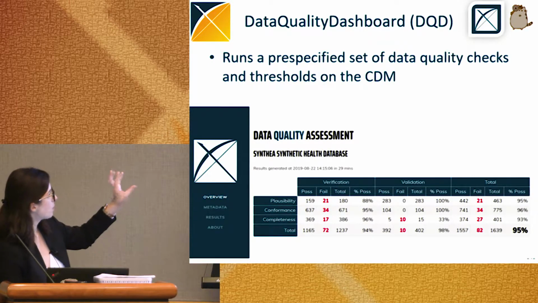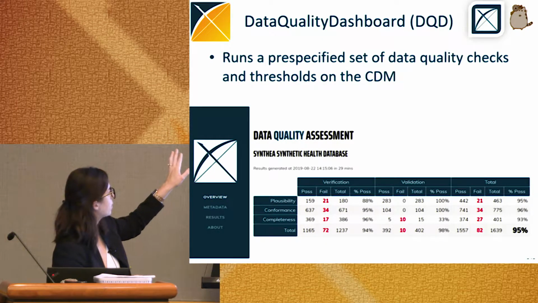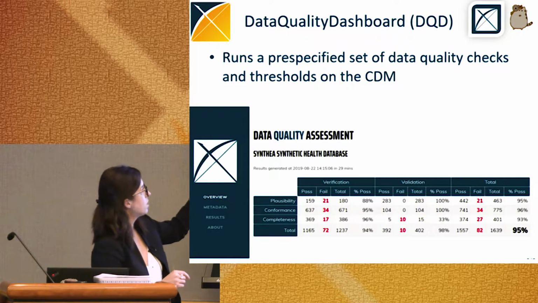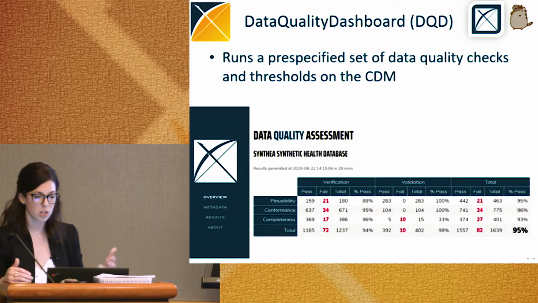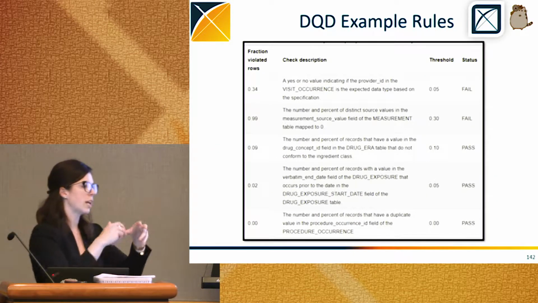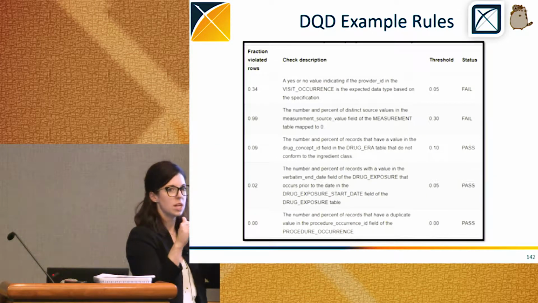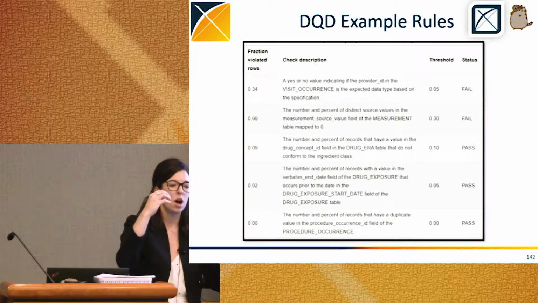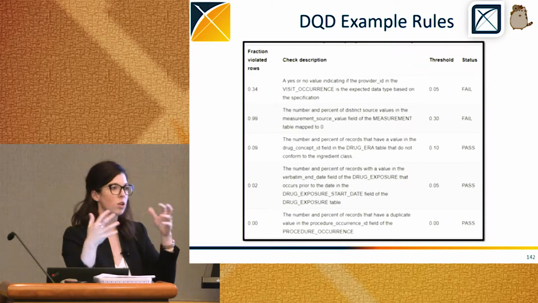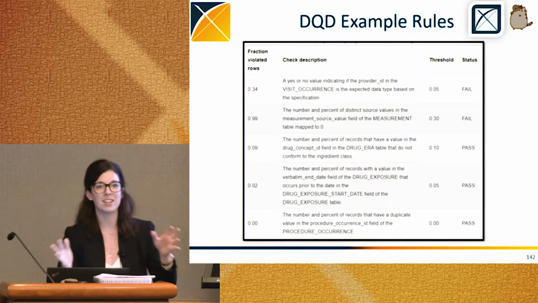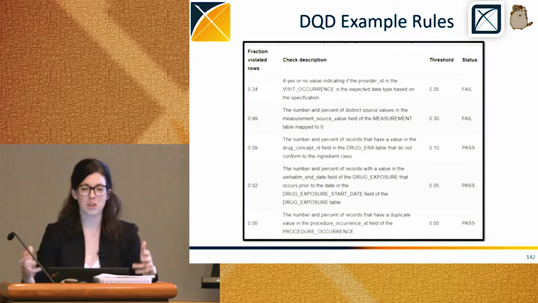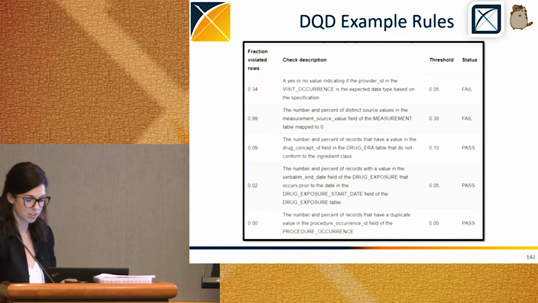And here's just a few examples of how those look. We have the percent of violated rows, the description of what was run, the threshold, and whether it passes or fails. So it's just another way. What I'm trying to get at is there are a lot of different ways you can interrogate your CDM and understand the quality of what you've done, to make sure that it's doing what we've said it should be doing, and that there's nothing standing out that you need to address.